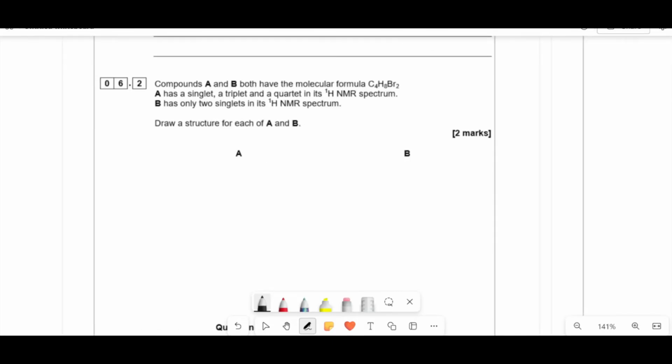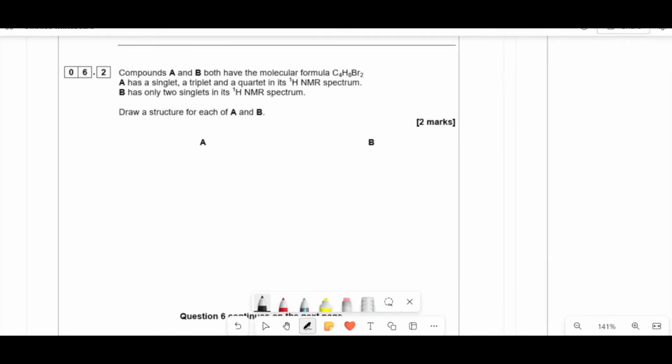Now it says compounds A and B have this molecular formula, that A has a singlet, a triplet, and a quartet in its H1 NMR spectrum, and B only has 2 singlets. Draw a structure for A and B. So we need to just list out the information first. So we definitely know that we've got C4H8Br2. Fine. Now, here it's told you it's a singlet, a triplet, and a quartet.